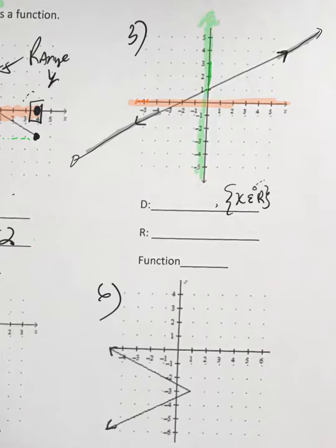Let's look at that. As I go out, doesn't my graph keep getting higher and higher? And at the same time, doesn't it keep getting lower and lower forever? So my y values, or my range, are all real numbers as well. So these are both all real numbers.